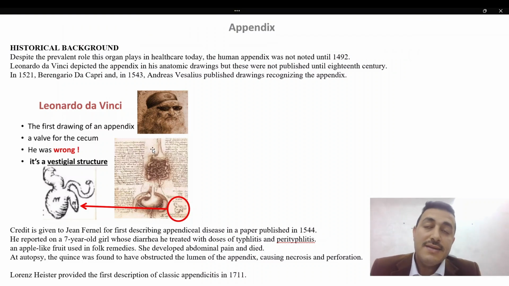I'm Dr. Jihad, and our lecture today is a continuation of the series that we have started, What Surgeons Should Know, and it's about the appendix.